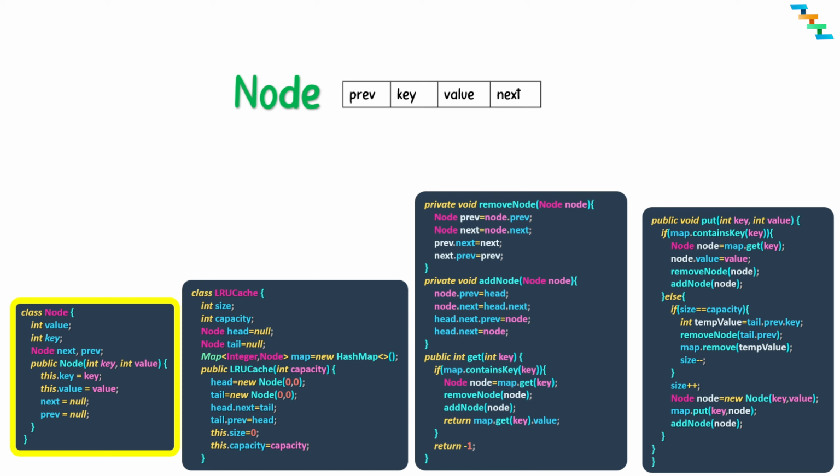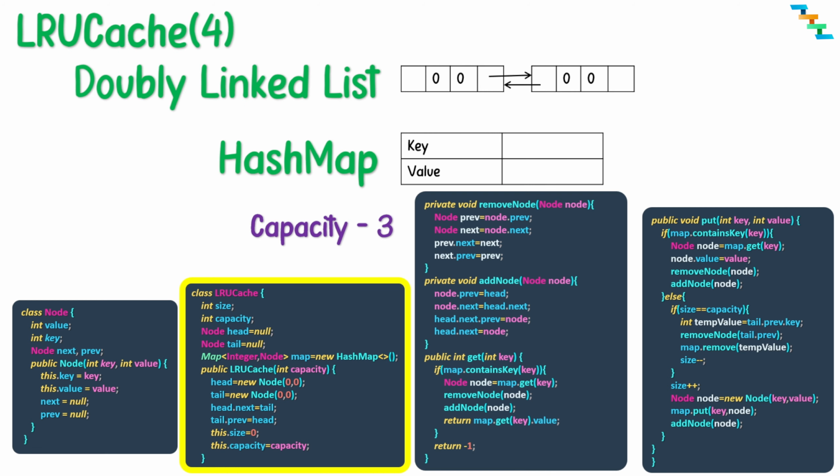We have the LRU cache class which has global variables such as size to store the current size of the cache, capacity to store the maximum capacity of the cache, head node reference to point to the head of the doubly linked list, and tail to reference the tail of the doubly linked list.